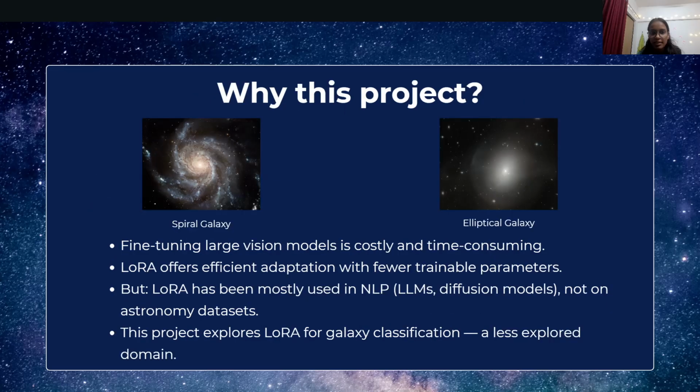Let's move to our next slide. So, why this project? Fine tuning large vision models is computationally expensive and requires a lot of memory. LoRa, which is low rank adaptation, offers a more efficient alternative that reduces the number of trainable parameters while maintaining or improving accuracy. While LoRa has been widely used in NLP and diffusion models, its application in astronomy, particularly in galaxy classification, remains relatively unexplored. Hence, this project aims to bridge that gap.